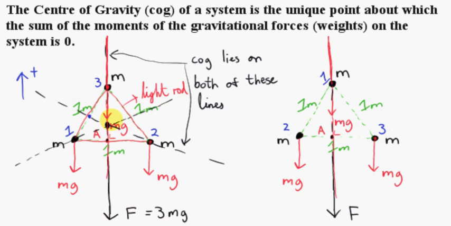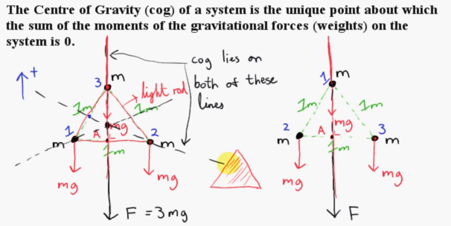So that's true for three identical particles attached by very light rods, so light that we can ignore the masses of those rods. It's also true for a triangular lamina, as we'll see later on. A triangular lamina is a triangle, say, that's made out of cardboard, so the thickness is constant, the density is constant, so the mass is evenly distributed throughout the lamina.